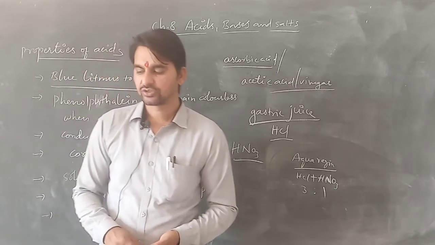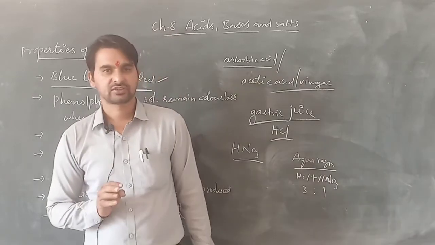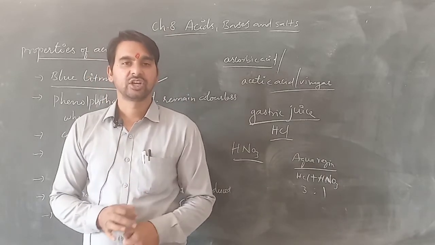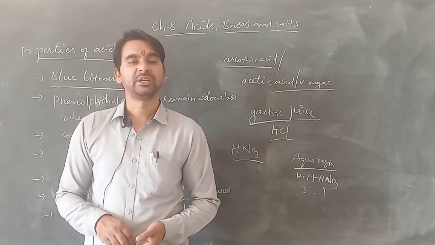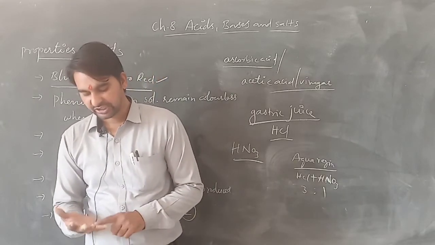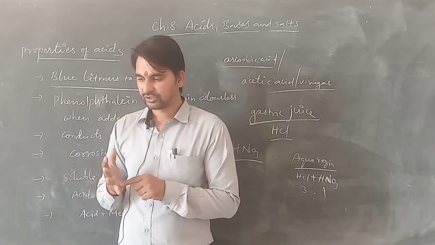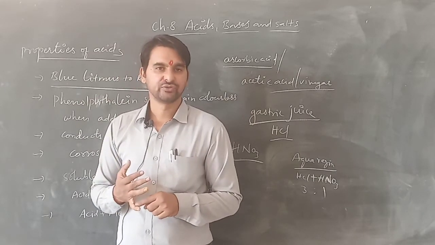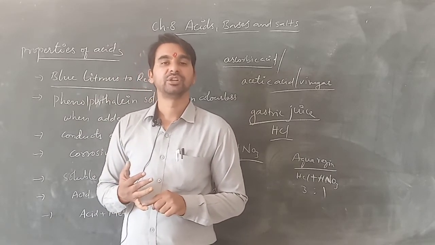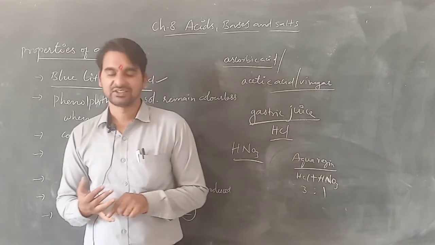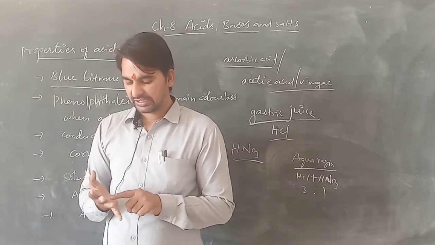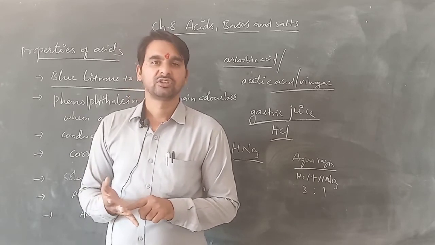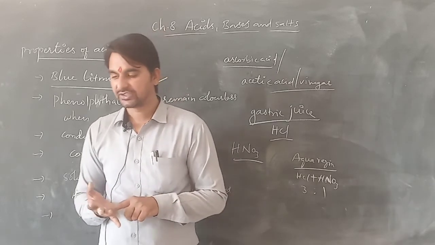If I just talk about red ants, when they bite, we have pain, swelling and itching because of the presence of formic acid. Then citrus fruits, like oranges and lemons. Why are they called citrus fruits? Because of the presence of citric acid. Then curd has lactic acid. We have spinach and tomato, which consist of oxalic acid.